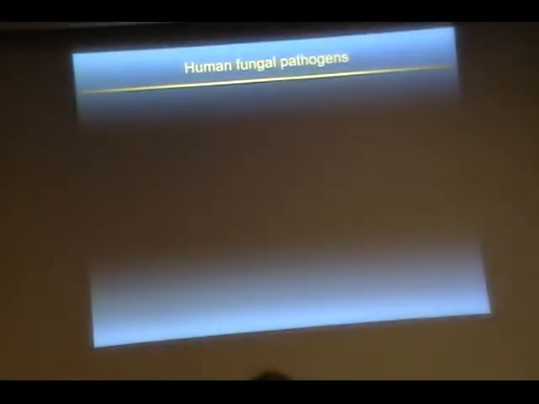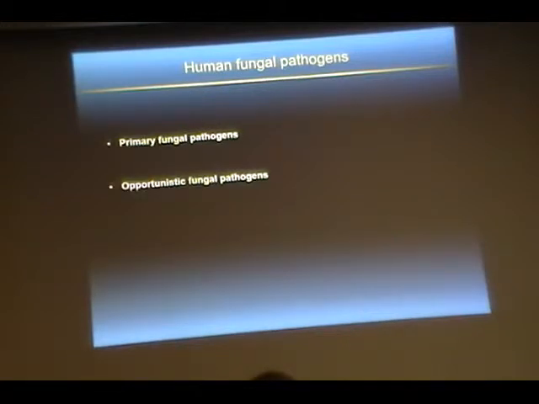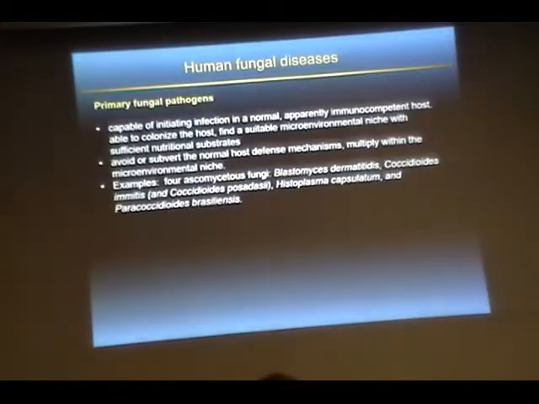So human fungal pathogens, first of all, are divided into two. The first are the primary fungal pathogens, and the second one is opportunistic fungal pathogens. We'll look at the details about what these are and how they are divided. Before that, there's a technical term for fungal diseases. What is that? It's in this slide. Mycosis, yeah. Myco is derived from a Greek word where myco means mushroom or fungus. So mycosis are fungal diseases.